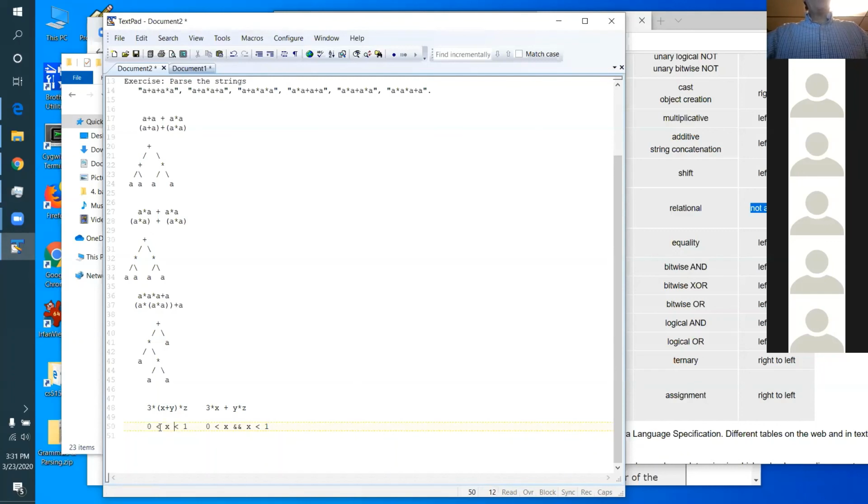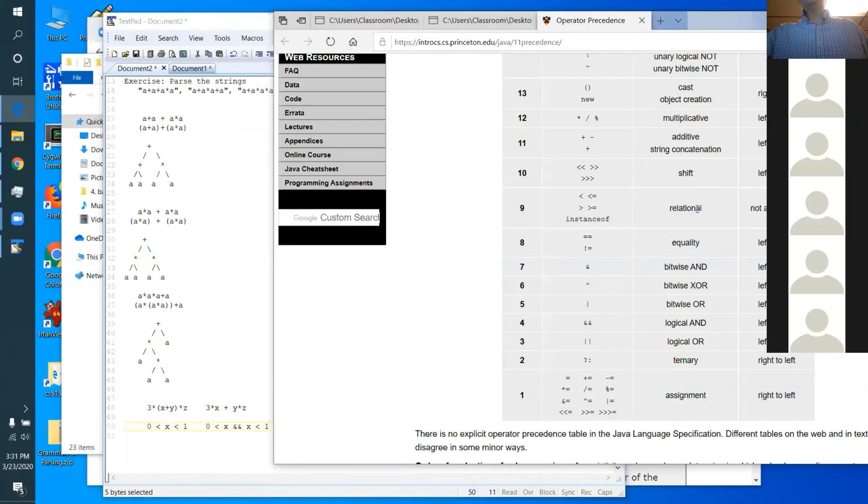I'm actually not sure what C will do with this. I forgot how C handles this. It might actually compare X with 0, get a Boolean, then compare that Boolean with 1. And since a Boolean is just a number, it could do this. It could just do this from left to right. Though it might be that in C, I actually don't know. I don't know if the relational operators are associative in C or not associative.